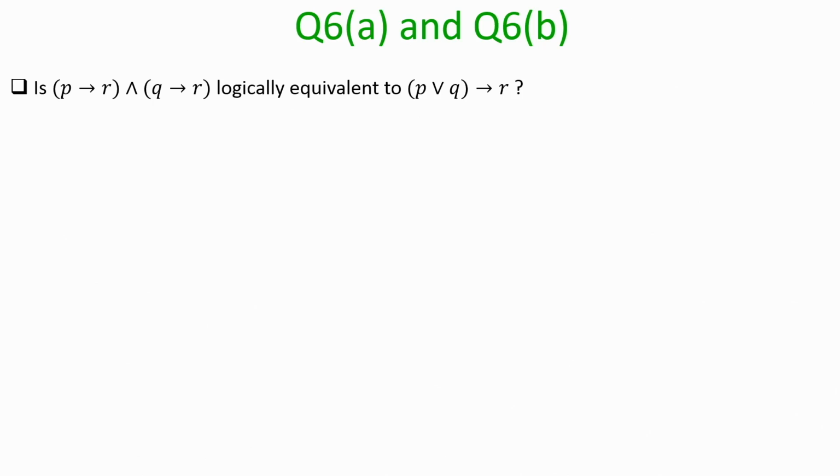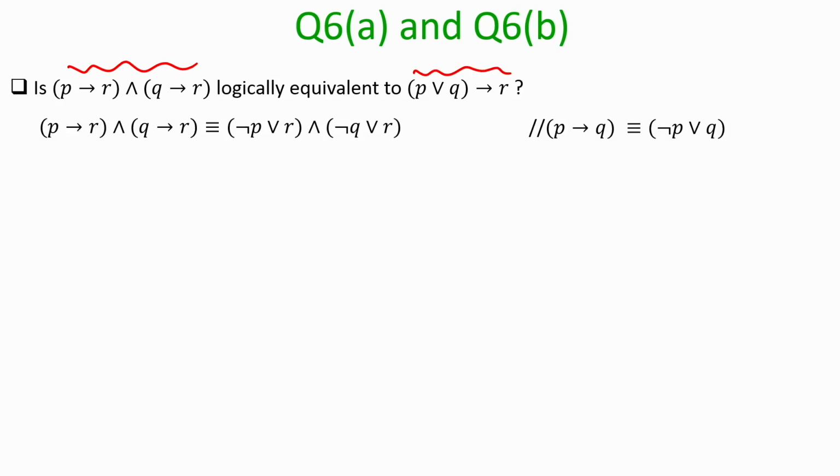Part A of the question is, we have to verify whether the conjunction of P implies R and Q implies R is logically equivalent to the implication P or Q implies R. Again, you can use the truth table method. You can draw the truth table for the LHS part, you can draw the truth table for the RHS part, and then check whether both the truth tables are same or not. We will not do that. We want to apply various identities, rules of inference and so on.